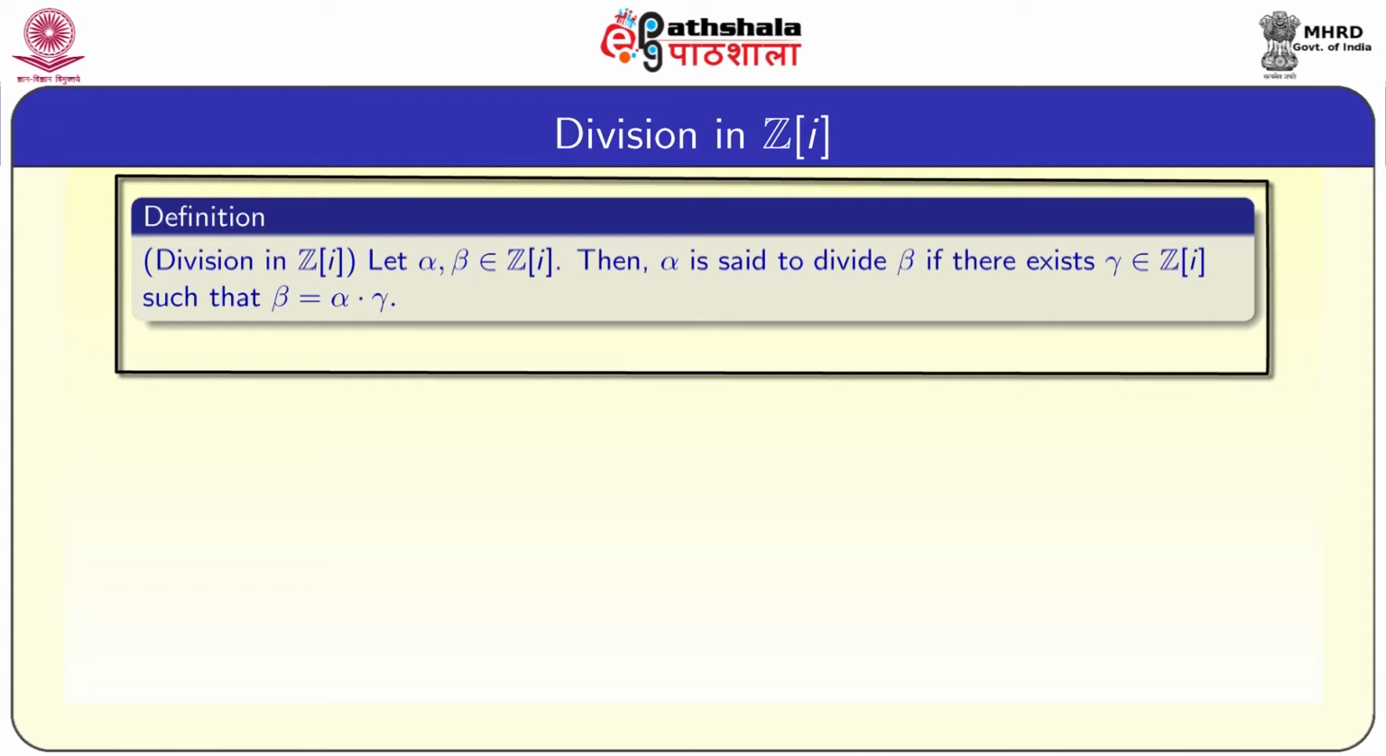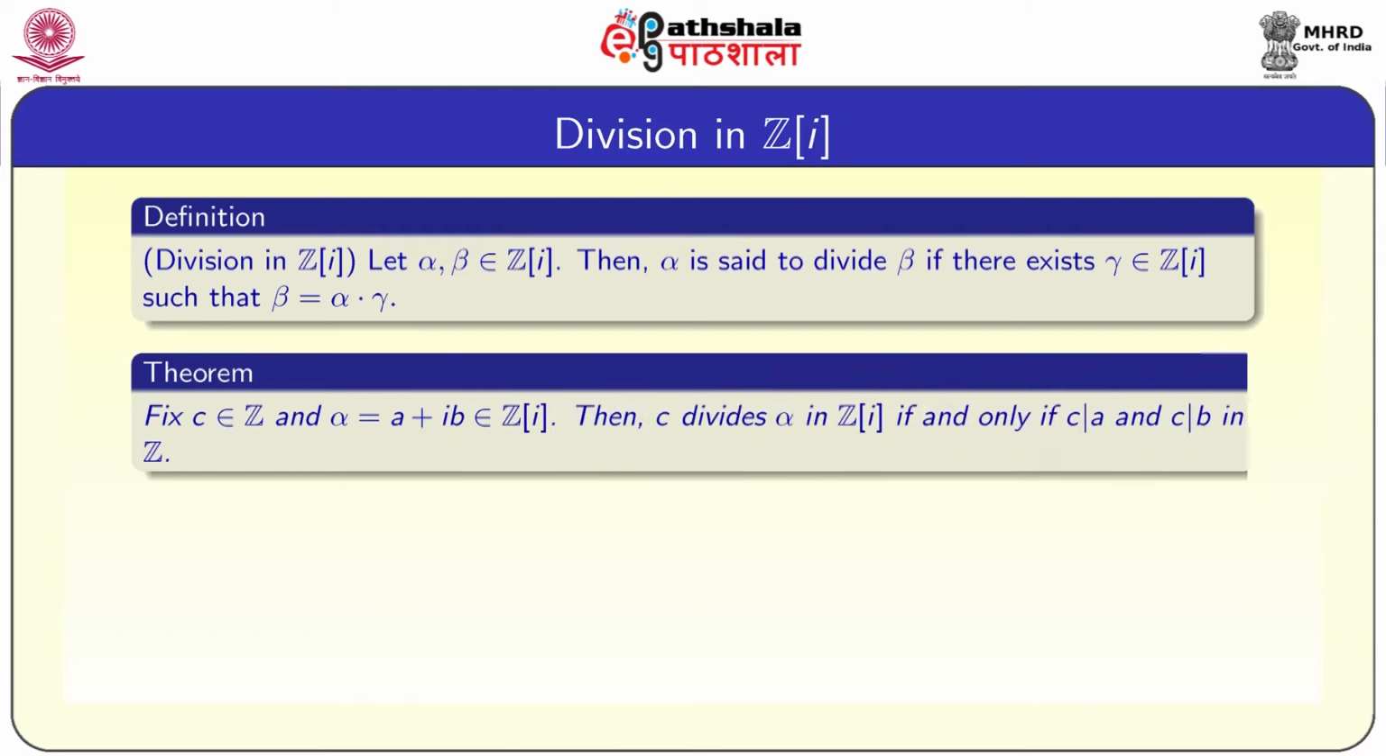So, division in Z[i]: let alpha, beta belong to Z[i]. Then alpha is said to divide beta if there exists a gamma belonging to Z[i] such that beta is equal to alpha times gamma. It is similar to what we defined in the set of integers.